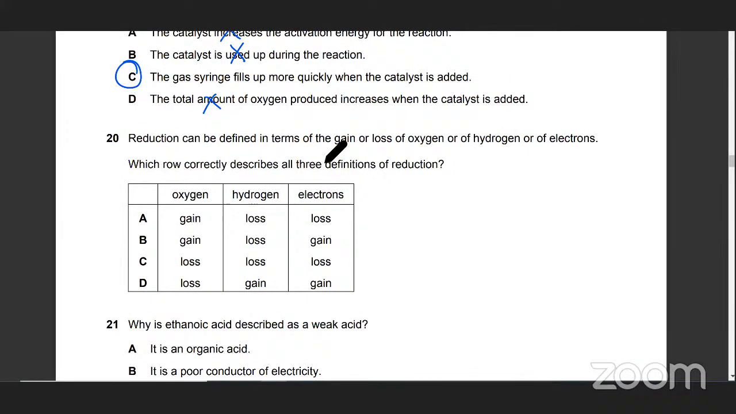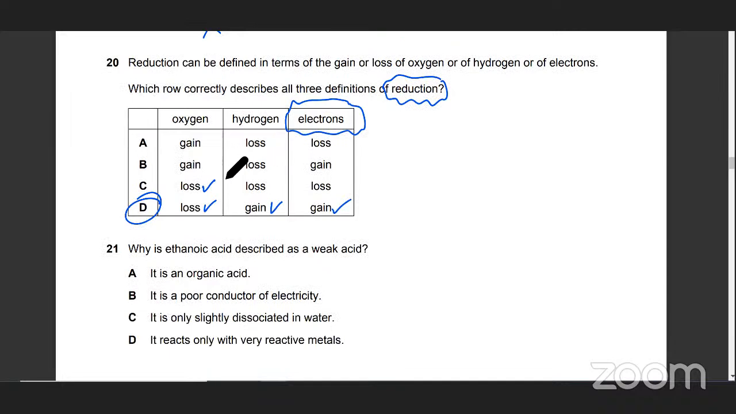Reduction can be defined in terms of the gain or loss of oxygen or of hydrogen or of electrons. तो कोई मुझे बताए reduction oxygen gain या loss? Loss. ठीक है. And what about hydrogen? Gain of hydrogen or loss of hydrogen? Gain of hydrogen. ठीक है. Electrons भी gain होते हैं. अच्छा, remember कि अगर somebody is going to ask you about reduction and its definition, तो हमेशा in terms of electrons देना है. ठीक है. It's the gain of electrons. ये ऑक्सीजन और हाइड्रोजन जो है ना उसके अंदर दे सकते हो, लेकिन by definition it's a gain of electrons.